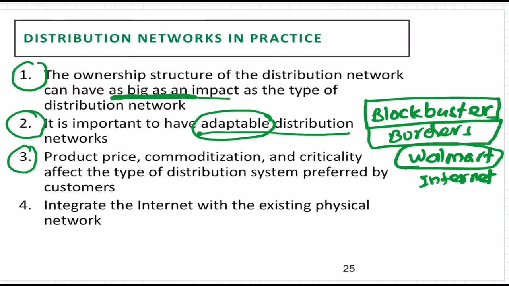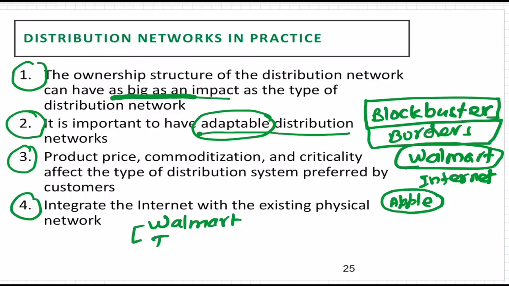Product price, commoditization, and criticality affect the type of distribution system preferred by customers. If you look at the example of Apple, Apple has been very, very successful selling their own products through their stores. But as products become commoditized, it becomes very difficult to adopt the same approach. For commoditized products, customers go to places which are not manufacturer specific, and we may see this more and more even with products like smartphones or computers. And the last one is to integrate the internet with the existing physical network. Many businesses are doing this very successfully, whether it is Walmart, Target, or Best Buy. Nowadays, most of the big players have an internet presence apart from their physical networks.